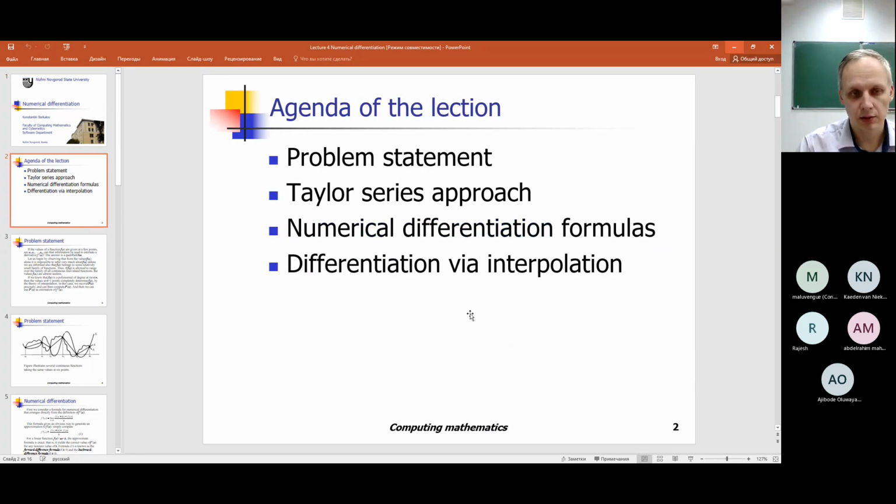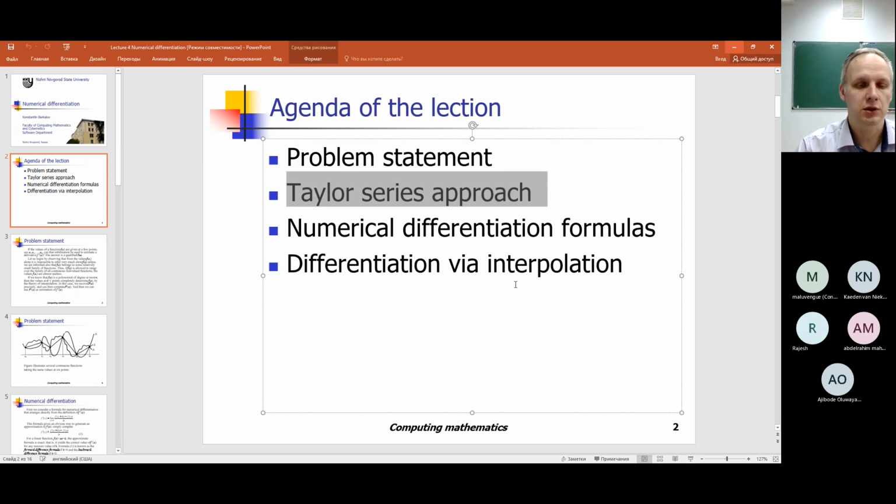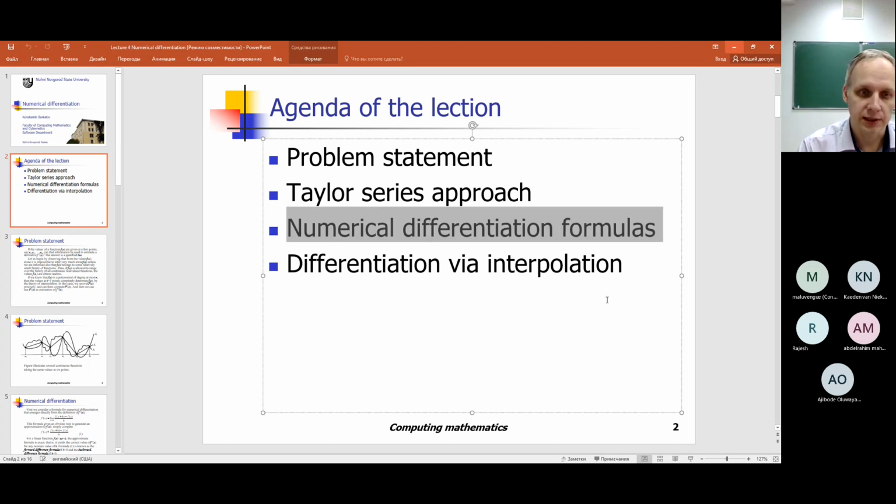This is a plan of this lesson. We consider the problem statement. We discuss the Taylor series approach to differentiation, and we investigate some numerical differentiation formulas.